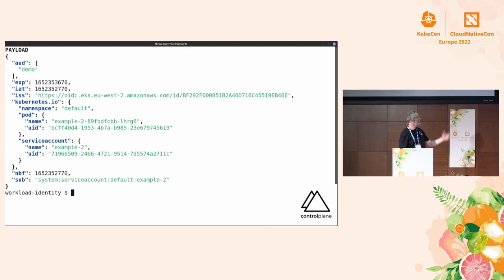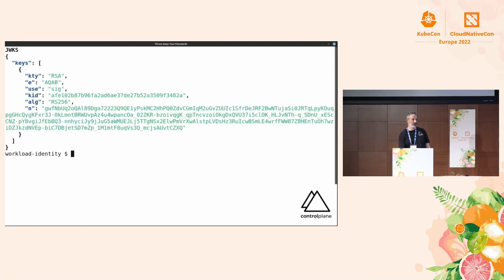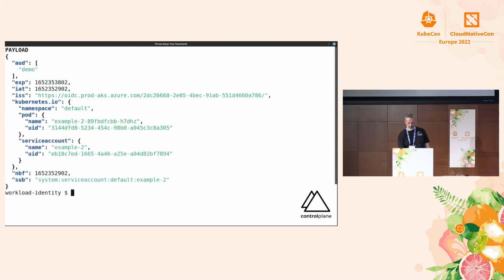EKS looks the same. Take that issuer field, stick the well-known URL on the end, get the discovery document. Slightly different metadata, but the same kind of thing. The key field, again, is that JWKS URI, and we get the key set. And for AKS, same sort of thing. Notice the trailing forward slash on the issuer field there.